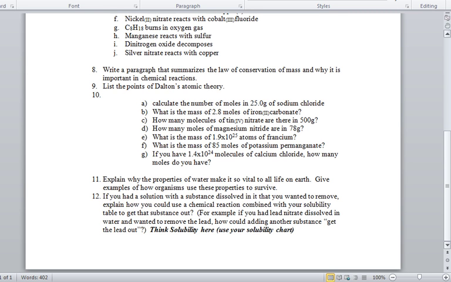Explain the properties of water. Told you that would be on there. Okay, and number 12 is an old practical application solubility question. Okay, that was on previous tests. So that gives you some idea of what I meant by that with that question there.